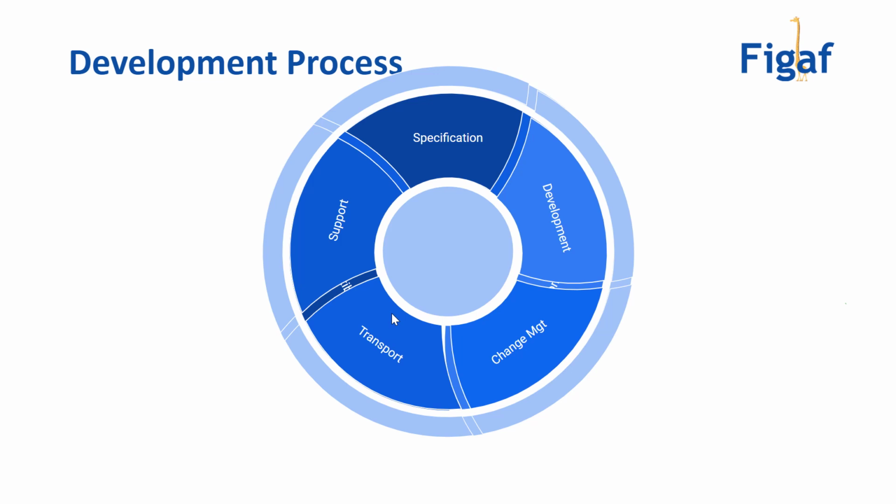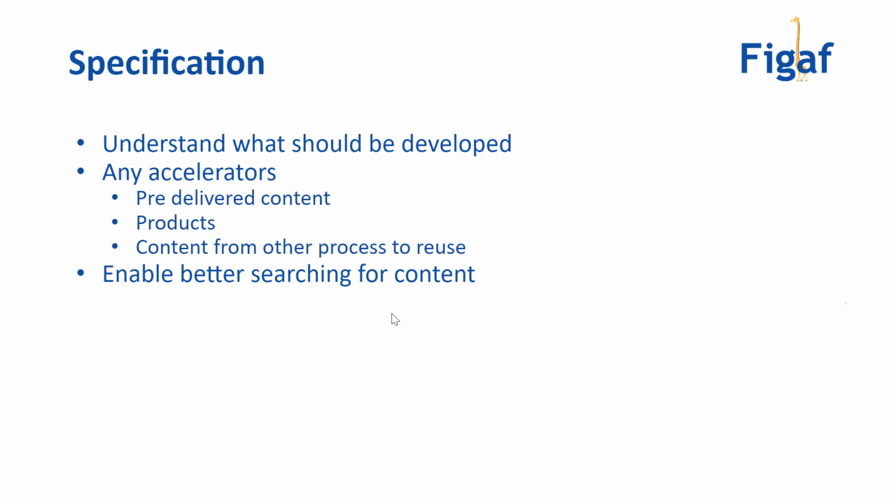And with the Figaf tool, we're able to support most of these areas, except the specification, which is probably more a paper-driven approach to figure out what is actually supposed to happen. So in the specification, we need to understand what is developed. Are there any accelerators we can use, pre-delivered content, any products that actually support this, or any content we can reuse? I think one of the things the Figaf tool can enable is better searching for content.